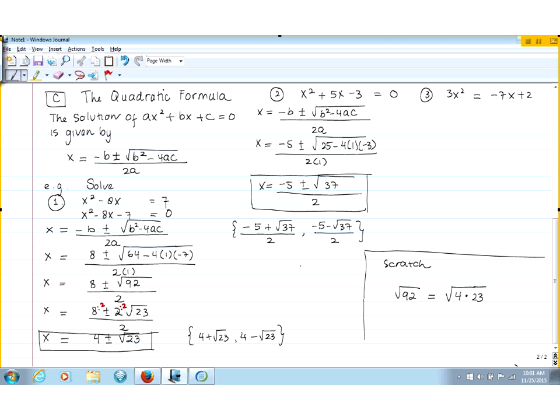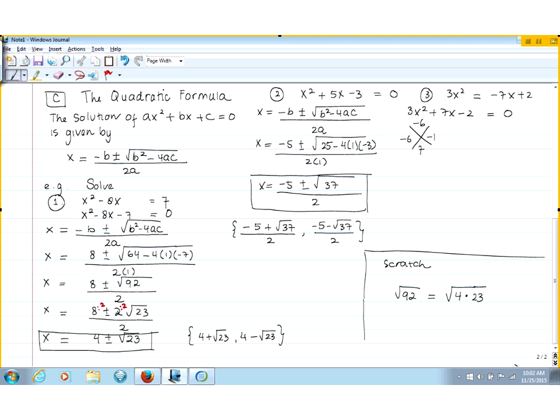Yeah. Good. Number 3. What are we supposed to do here first? Yes, bring everything to one side. 3x squared, this negative 7x becomes plus 7x, and this plus 2 becomes negative 2 is equal to 0. Alright, is it factorable? Well, the product is negative 6, the sum is 7, is it? So 3 times negative 2 is negative 6, right? Is it possible? How about negative 6 and negative 1?